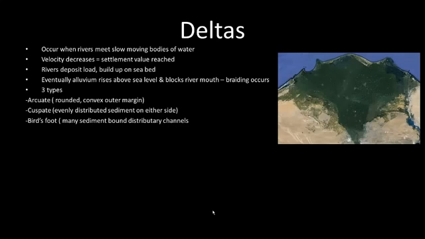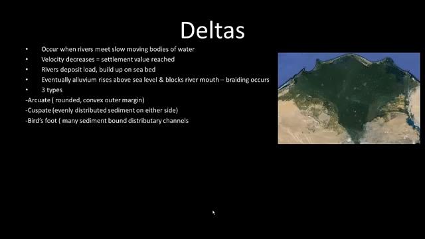What is it? It's when a river meets a slow moving body of water. It can occur at the sea, which is most of the famous ones, like the Mississippi River Delta and the Nile Delta, but it can also occur at lakes, such as in the Rocky Mountains. And basically, when it meets a slow moving body of water, its velocity slows down and the settlement value is reached.